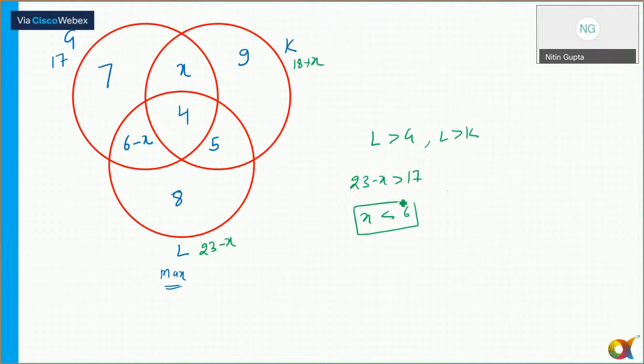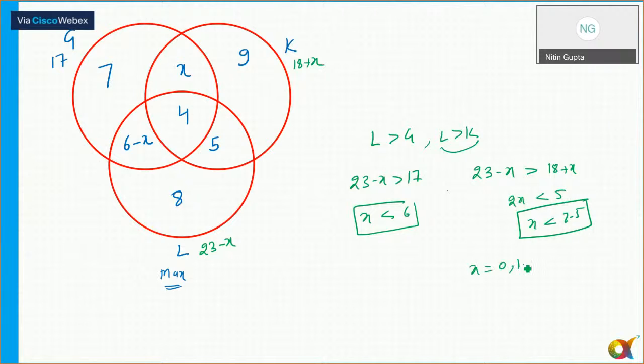Okay. 23 minus X is greater than 17. Now L is greater than K also. So I'll say 23 minus X has to be greater than 18 plus X. So from here I'll get 2X less than 23 minus 18. What is 23 minus 18? That is 5. So X is less than 2.5. So if X is less than 2.5, what are the possible values of X? X is 0 or 1, it can't be negative. So X is either 0 or 1 or 2.